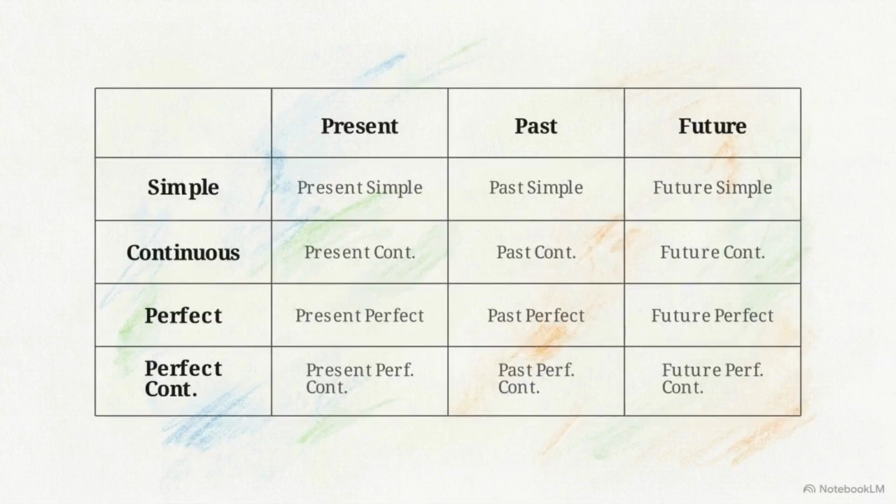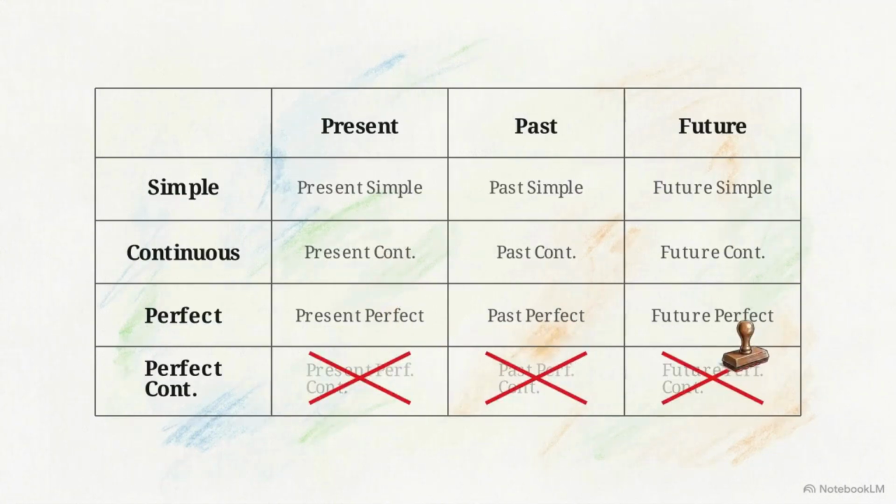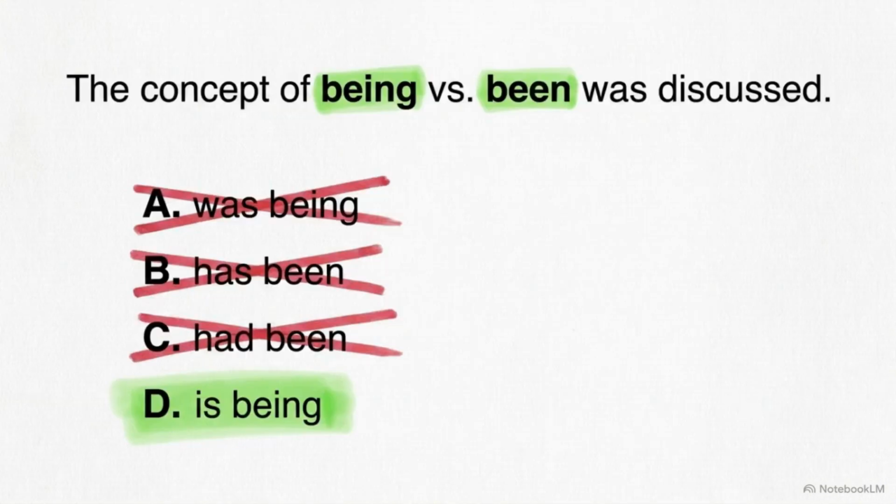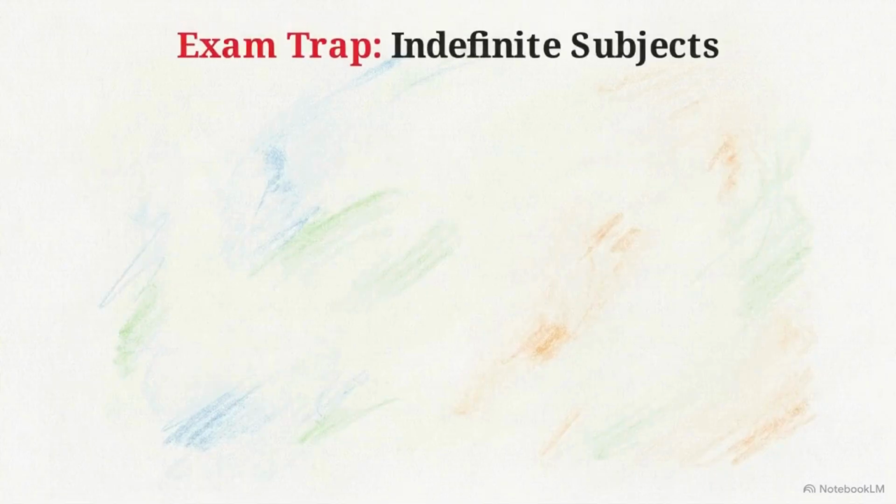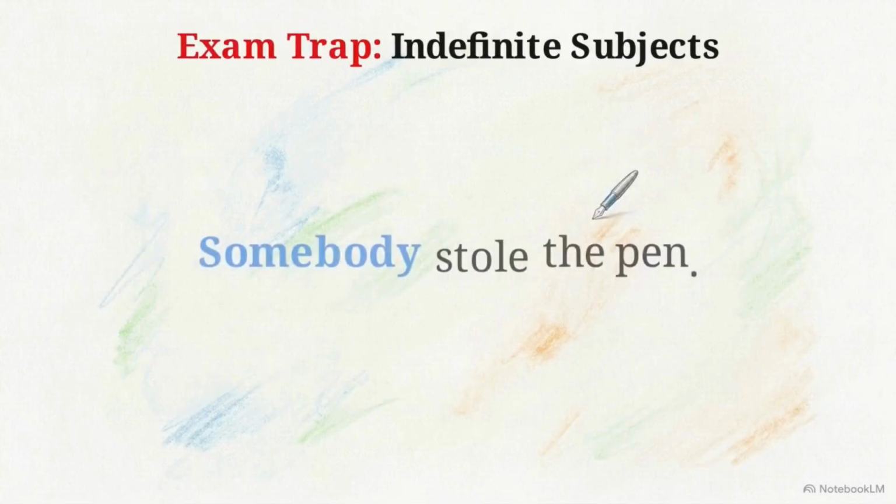There are limits to these conversions. 4 specific tenses cannot be turned into passive voice: the 3 perfect continuous tenses and the future continuous tense. Identifying these triggers, being for continuous and been for perfects, is the fastest way to eliminate incorrect options on a test. Exam questions often use vague subjects to create confusion.